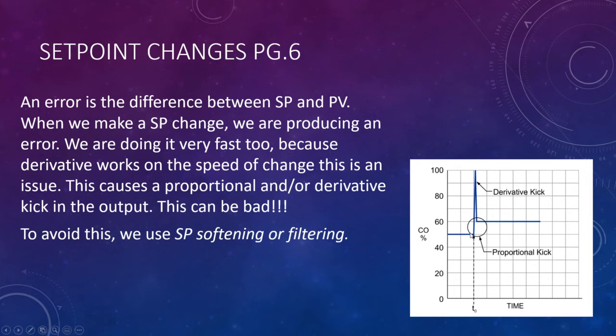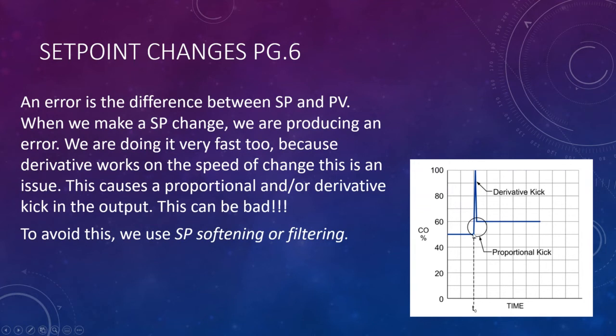And if it's changing fast, we know that derivative responds to the rate of change. So if it's a set point change, that rate obviously is fast. So derivative is going to act on that as well. So this is what we're going to be looking at just in the next couple of slides, some of those characteristics that we have to worry about in terms of changing error signals. So an error is the difference, of course, between the set point and the process variable. When we make a set point change, we are producing an error and we are doing it very, very fast. Because derivative works on the speed of change, this is an issue. This causes something called a proportional and/or derivative kick in the output, and this can be bad.